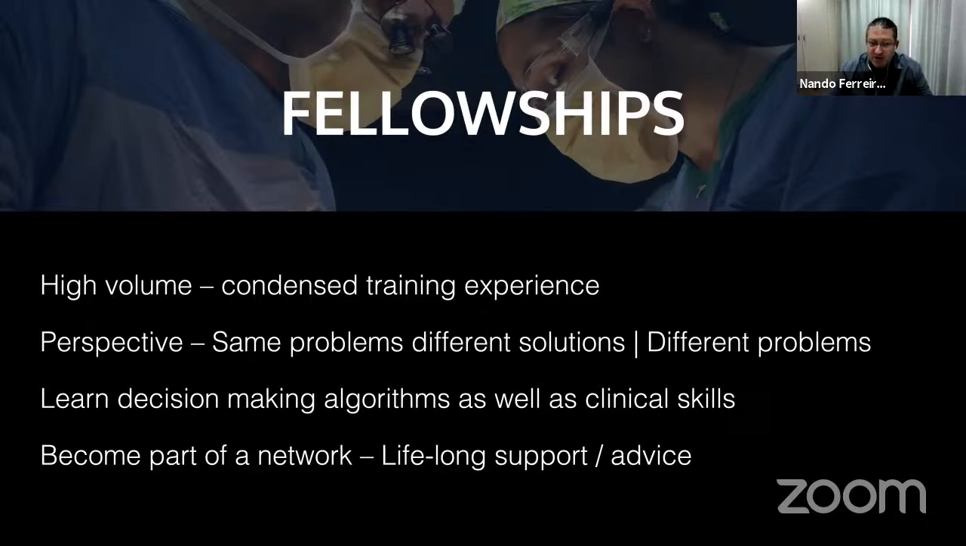The fellows need to learn decision-making algorithms as well as clinical skills. Those are obviously vitally important. And then really important is to become part of this network and this lifelong support and advice that you can get from a fellow as well as from the fellowship directors, and become friends and peers and colleagues in the long run.